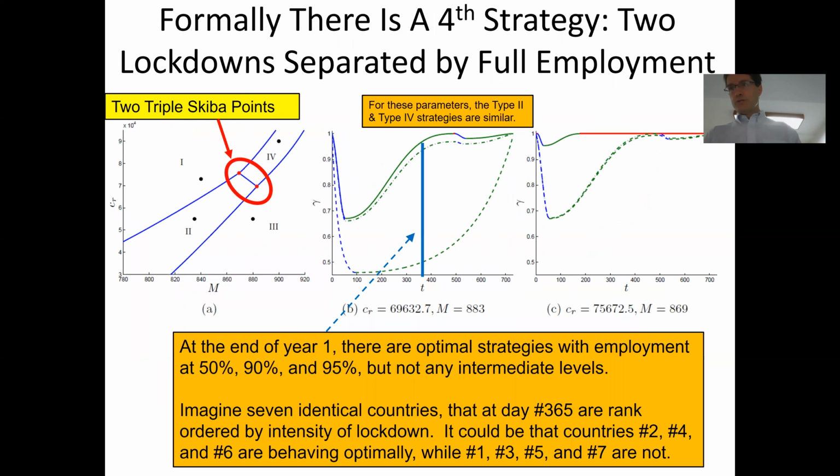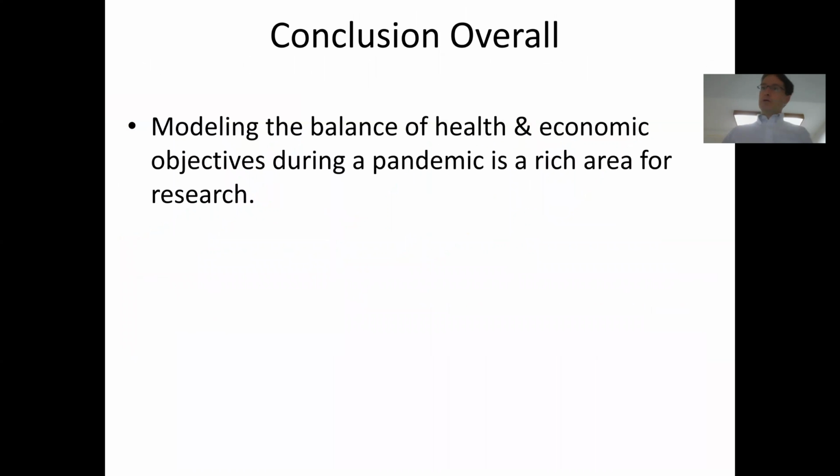And we can do the same kind of bifurcation analysis and find not only standard Skiba points, but so-called triple Skiba points. That is initial conditions and sets of parameter values from which 3 alternative optimal solutions, 3 very different solutions, perform equally.